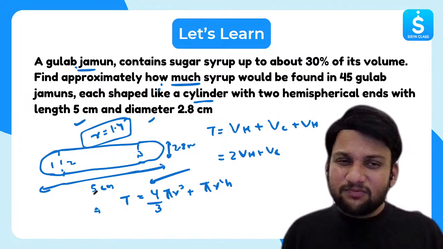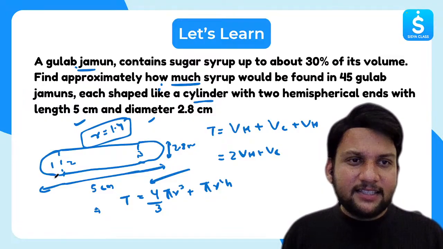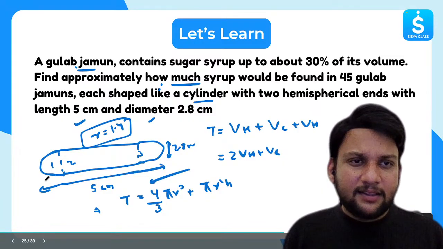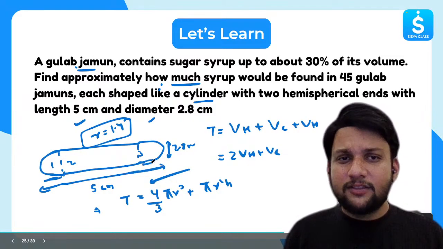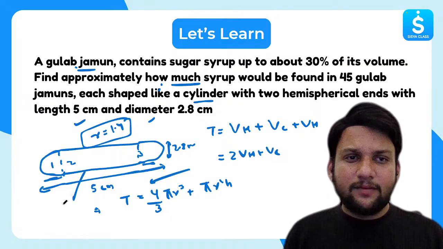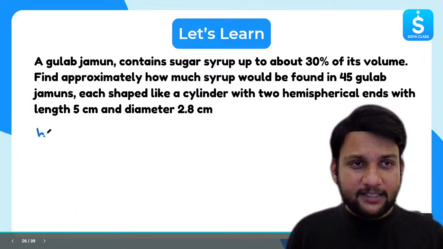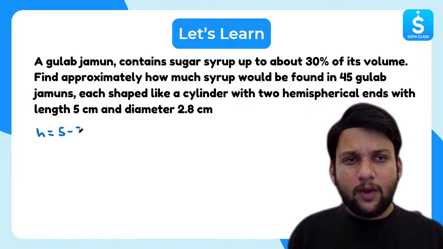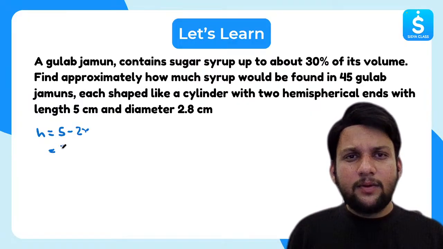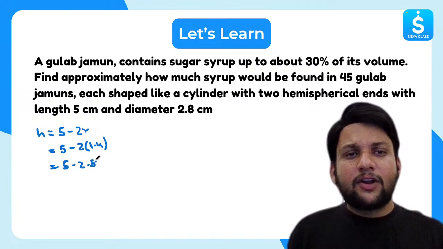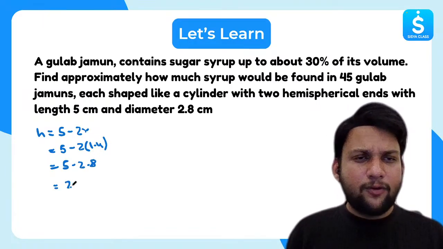Do I know h also? Yes. See this. This is equal to radius. This is radius of hemisphere. This is also radius of hemisphere. So I can say h is equal to, let me do it here, h is equal to 5 minus 2r. 2r I know is 2.8. That is 5 minus 2 into 1.4. That is 5 minus 2.8. What is 5 minus 2.8? It is nothing but 2.2.